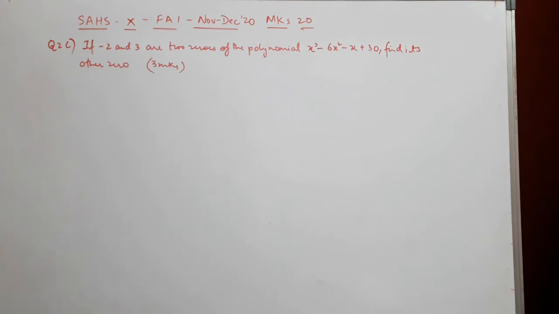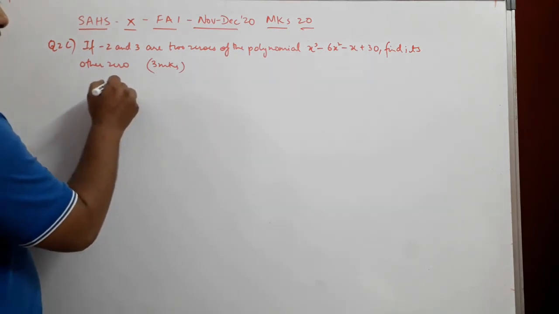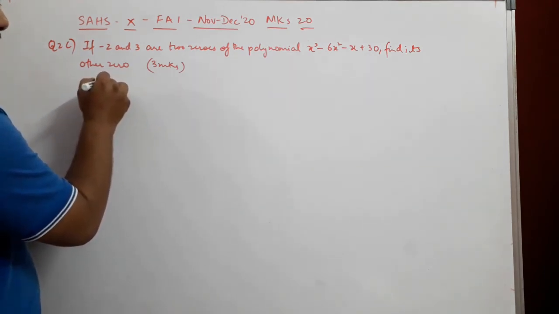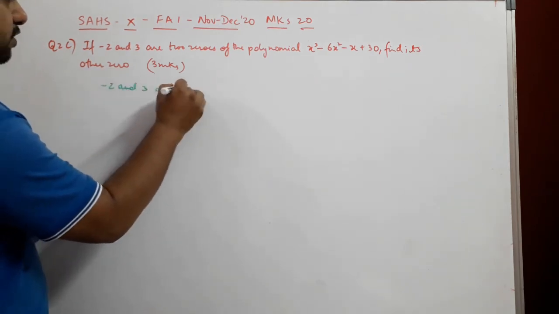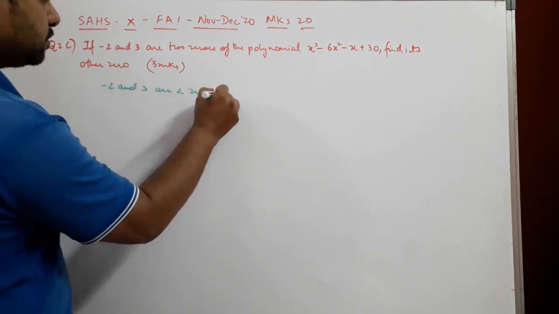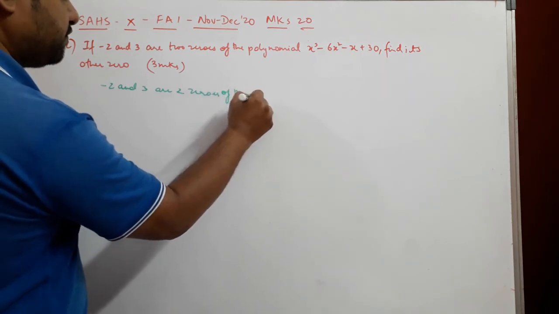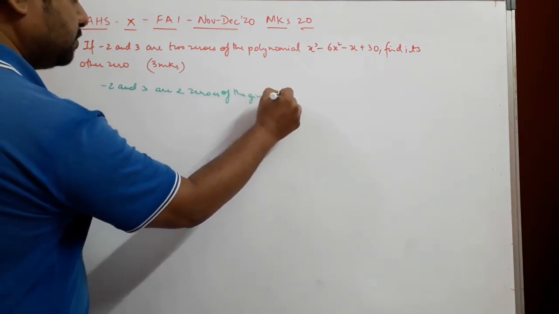Question 2c says if minus 2 and 3 are two zeros of the polynomial x cube minus 6x square minus x plus 30, find its other zero. 3 marks for it. Let us find. So if minus 2 and 3 are given as two zeros, that means minus 2 and 3 are two zeros of the given polynomial.